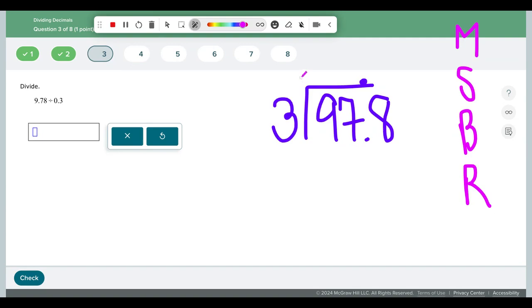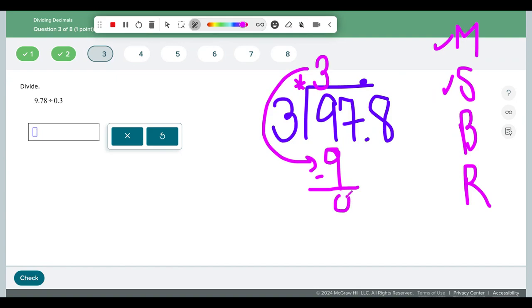So I'm going to multiply: what times 3 will get me close to 9 without going over? And I know I can do 3 times 3. 3 times 3 is 9, correct? So when I go to subtract, I have nothing left over, right? So that gives me 0, and I'm ready to bring 1 down. I'm not going to bring down the 7 and the 8. I'm just bringing the next one down. So my 7 comes down, and I start the whole process all over again.